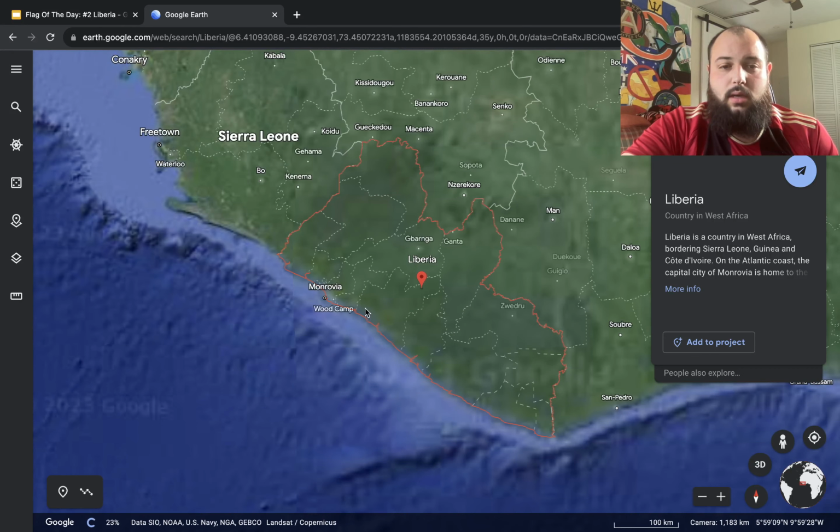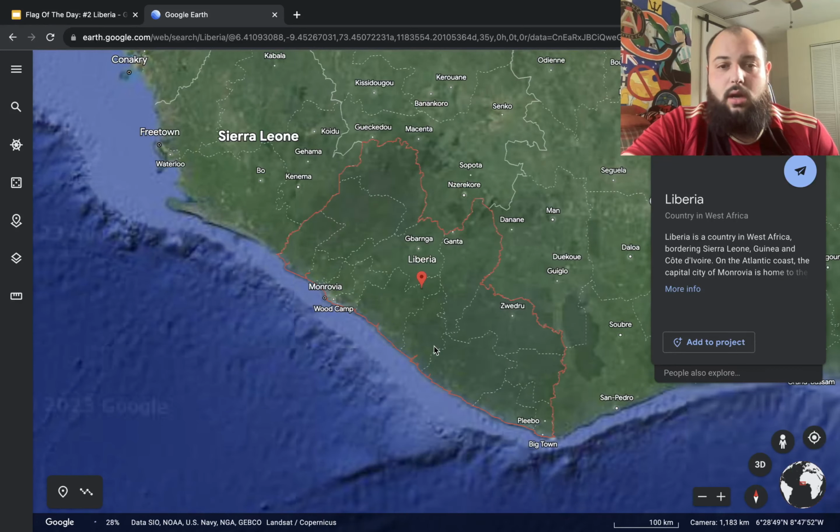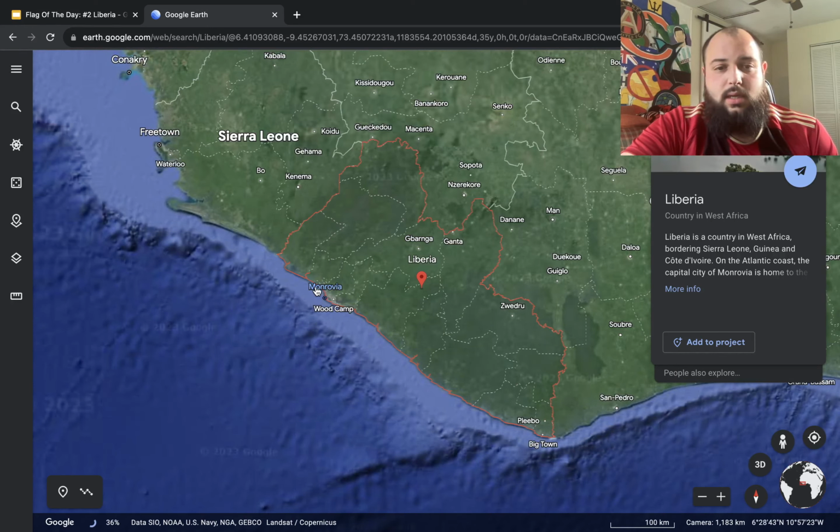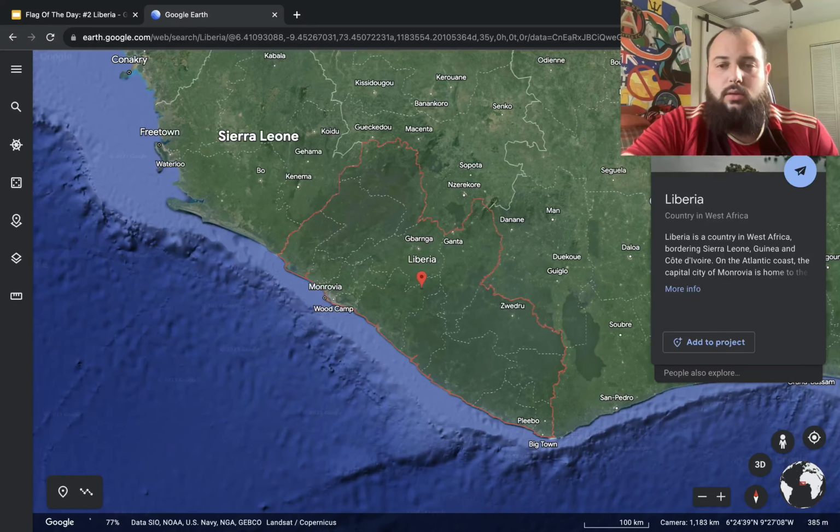There is Liberia on the coast, the west coast of Africa. Monrovia, their capital, like I said, is on the coast as well. Beautiful little capital there. It would be pretty cool to visit Liberia. Liberia, like I said, speaks English, so it wouldn't be too hard for me to communicate and get around there.